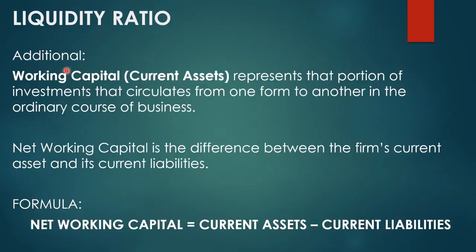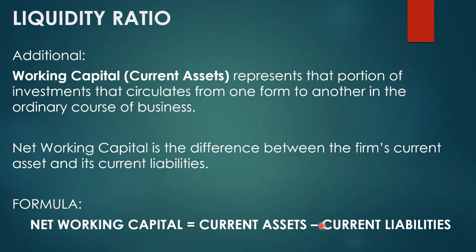Now, additional lang, working capital or the current assets represents that portion of investments that circulates from one form to another in ordinary course of business. So, ito yung mga ginagamit mo sa operations ng company mo in the ordinary course of business. So, nadaanan nyo na to nung undergrad. So, additional info na lang to. Now, net working capital is the difference between the firm's current assets and its current liabilities. Now, ang formula niya is, gaya ng sabi dito, the difference of current assets and current liabilities.